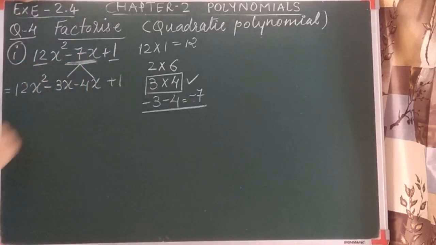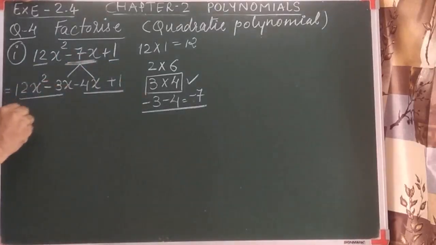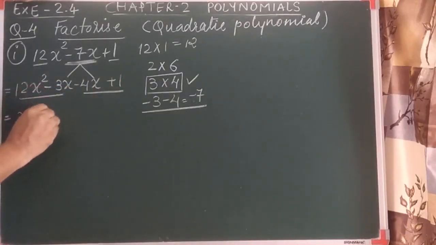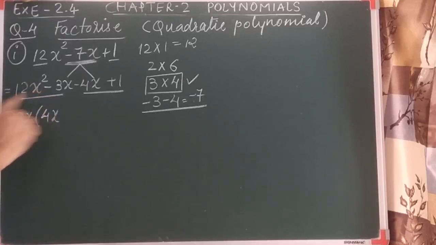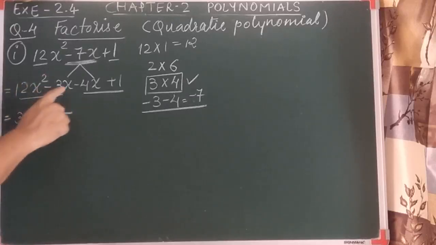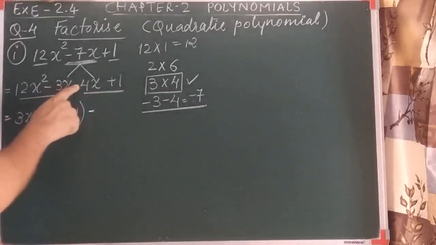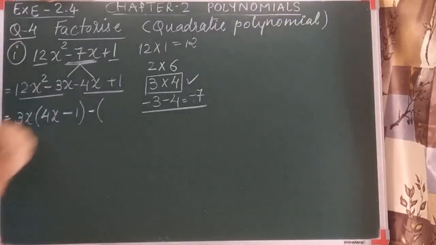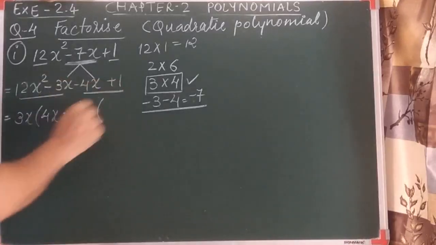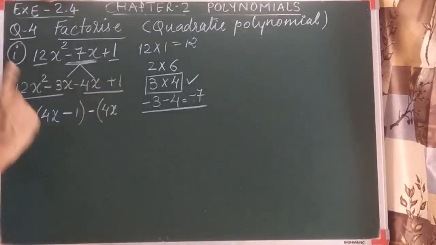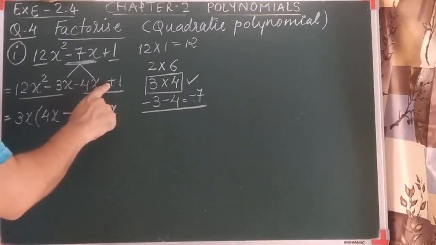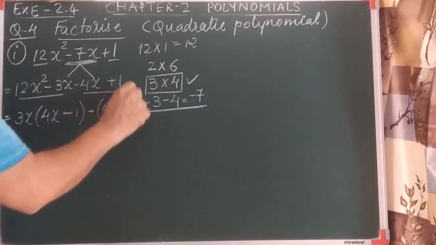Now what next? Take common from the first two and the last two. The common factor, 3x, is common. When I take out 3x common, it remains 4x. See, 4 threes are 12, x square. Sign is minus, as 3x is taken out, it remains 1. We should always put the sign of the third term as it is, minus, then the bracket. Now from these two, nothing is common, so we should write the term as it is. We should remember when we take out the minus sign, the sign of this term should be changed.